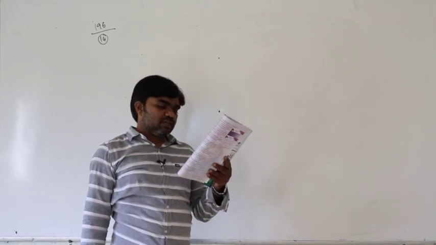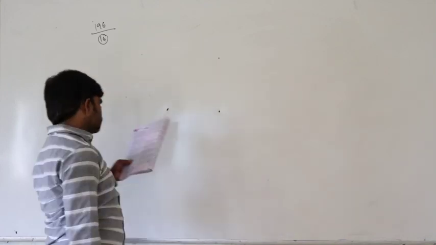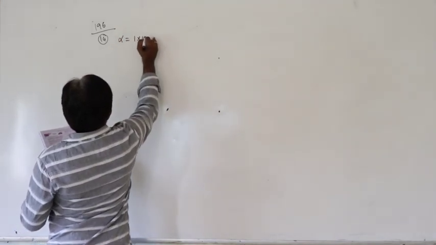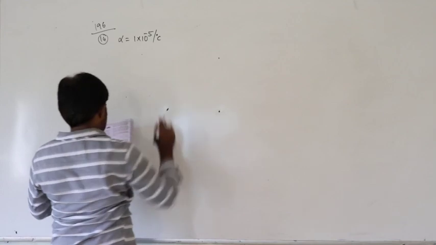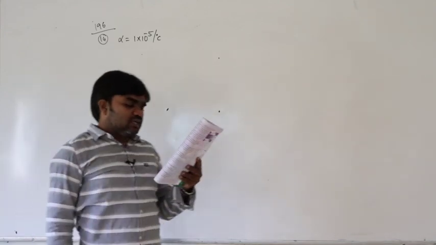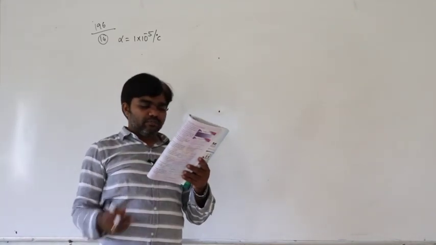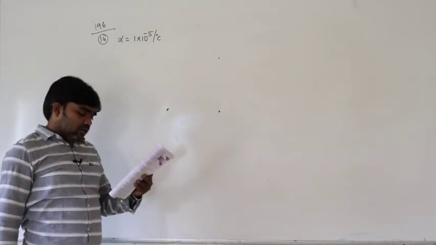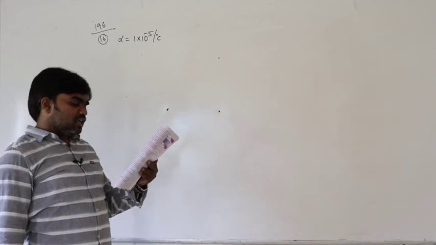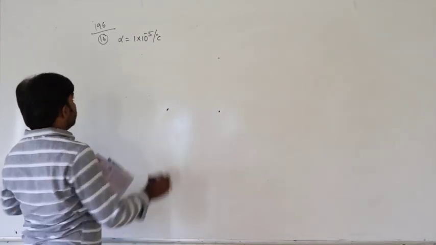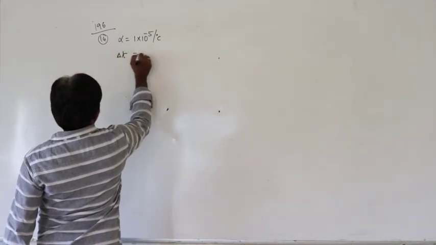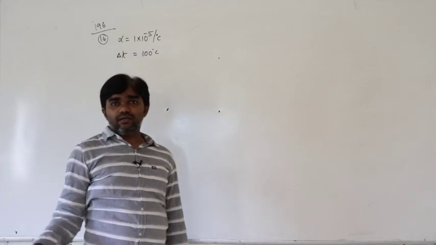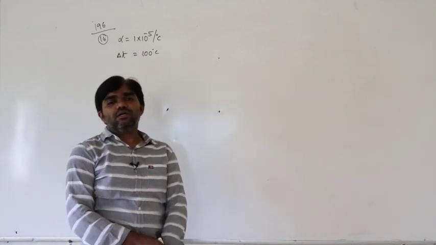The coefficient of linear expansion of a metal is 1 into 10 to the power of minus 5. The coefficient of linear expansion alpha is given as 1 into 10 to the power of minus 5 per degree Celsius. We have to find the percentage increase in area of the square plates of that metal when its temperature is raised through 100 degrees Celsius. The temperature difference, delta T, is 100.